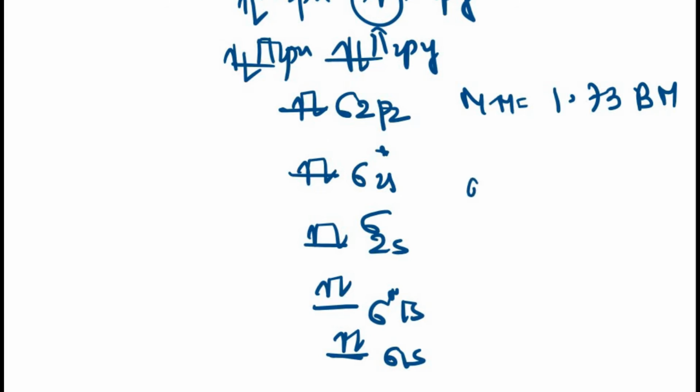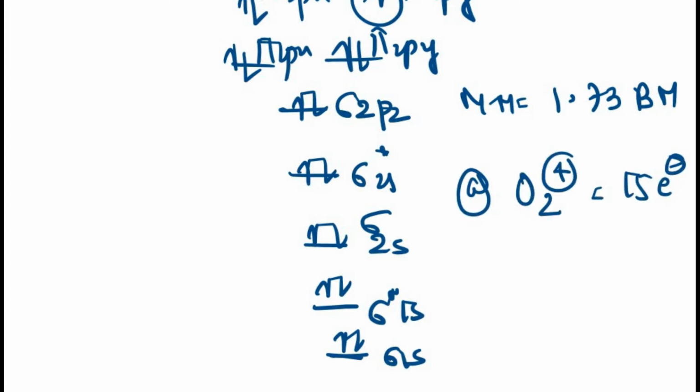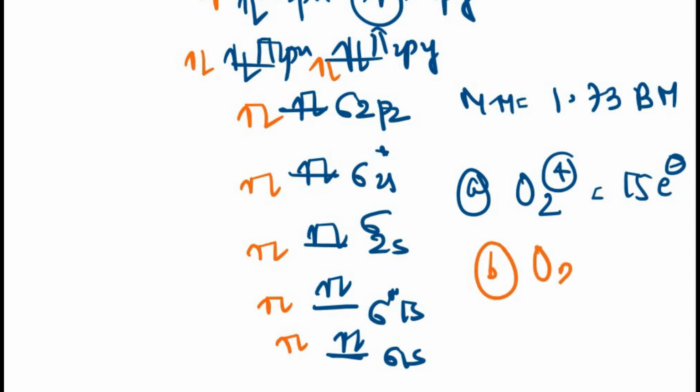Coming to O2 plus. O2 plus meaning option A is O2 plus. 15 electrons, again greater than 14. So this should be the diagram. But what change? Only the change in the number of electrons. So this up till here, 2, 4, 6, 8, 10. Fine. 11, 12, 13, 14 and 15. Right. So O2 plus will also have a magnetic moment of 1.73.